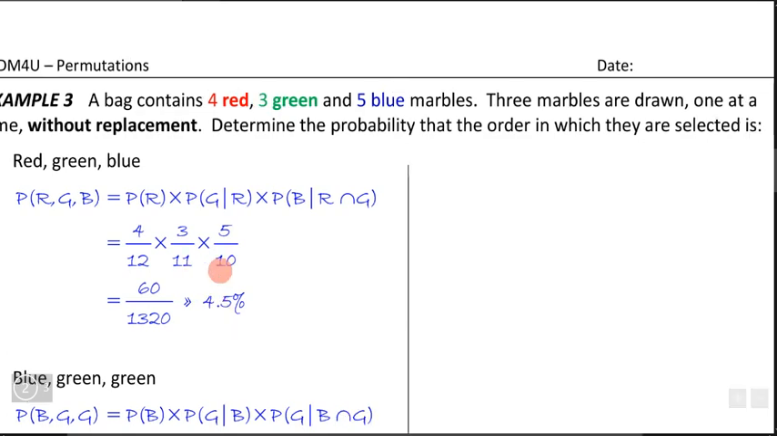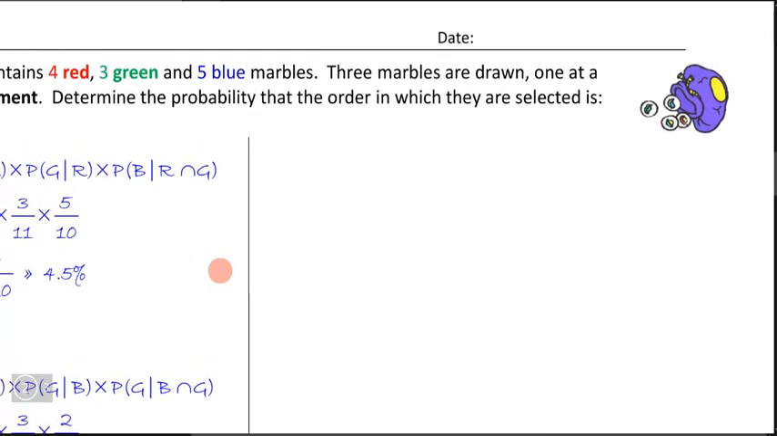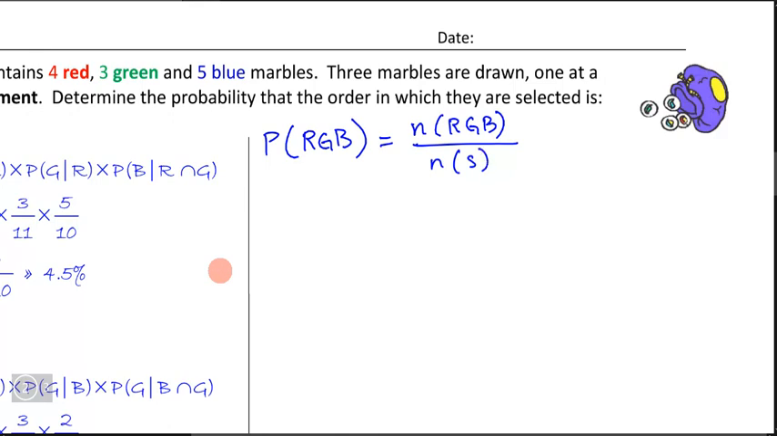4.5%. Now, if you are doing this using our counting technique, we're looking at the probability of getting a red, green, and blue in that order. It would be the number of ways you can get a red, green, and a blue in that order divided by the total number of possible ways of drawing 3 marbles.